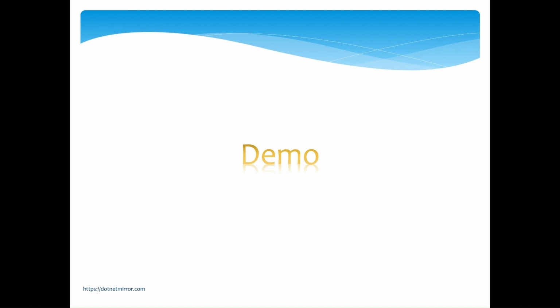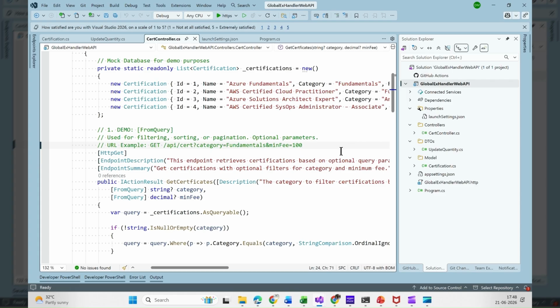Now, let's switch over to Visual Studio for a live demo where we will build this from scratch and test using Scalar to see the exact problem details response in action. In Visual Studio, I have created an ASP.NET web application called Global Exception Filter Web API.